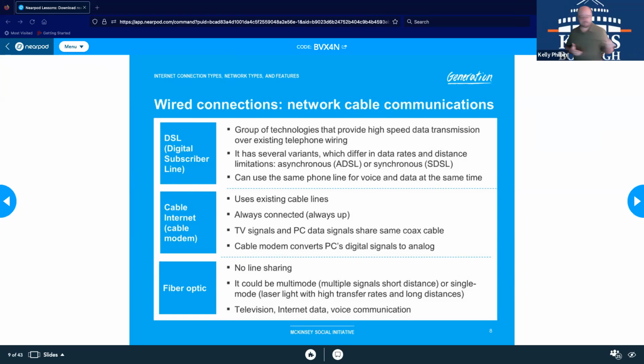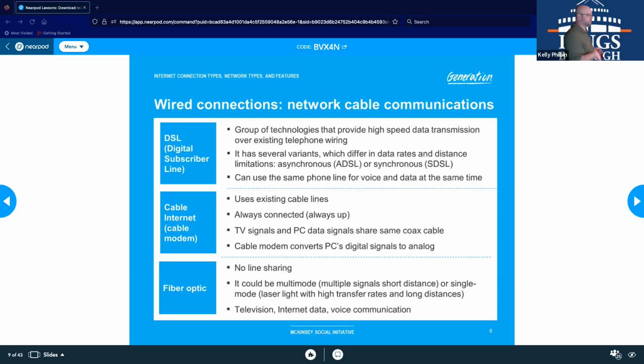All right, cable lines. Thankfully, these were in place long before cable internet came into play. They said, we can upscale and use these exact same lines to push a ton of data across. These things are pretty awesome, an amazing step up from DSL. They're always connected, meaning you don't have to dial in to get it working. They use pre-existing infrastructure, which is awesome. TV signals and PC data signals share the same cable.